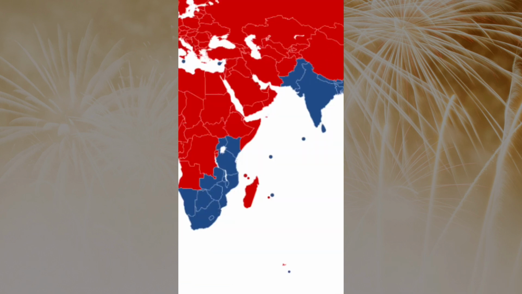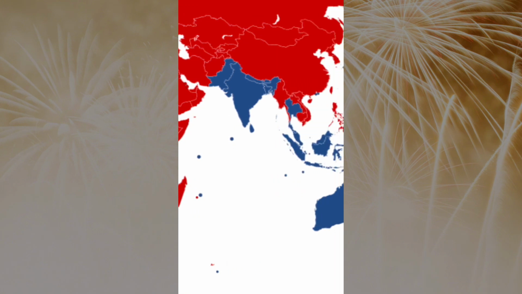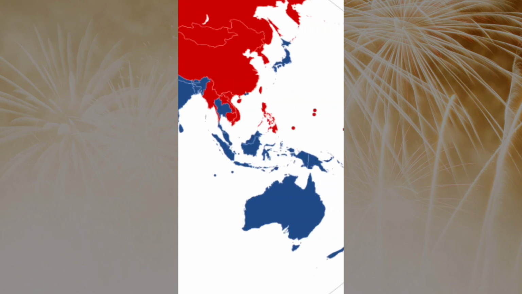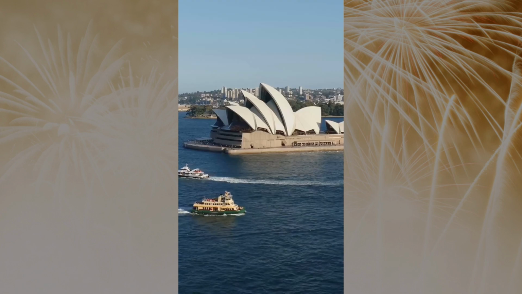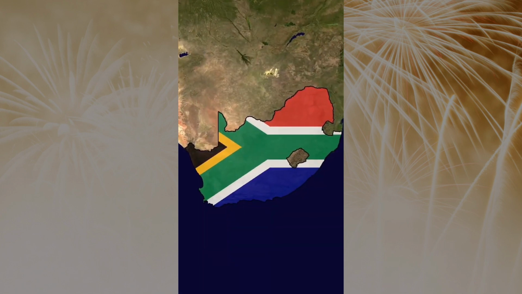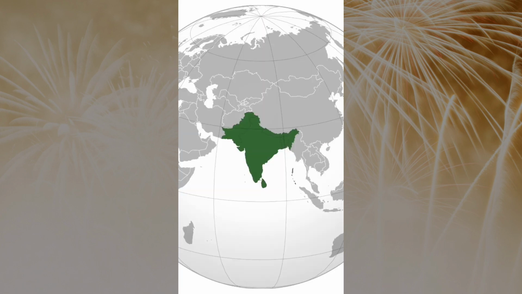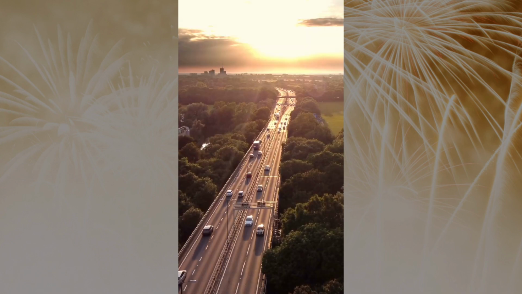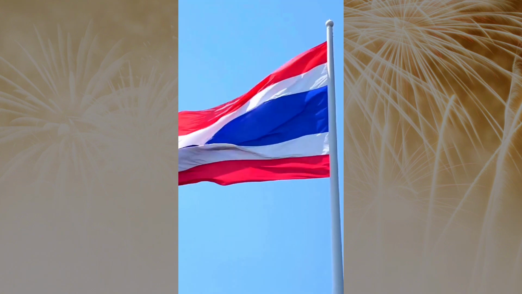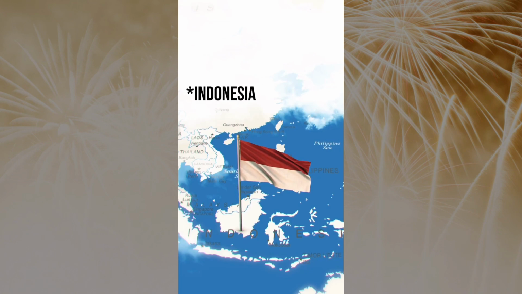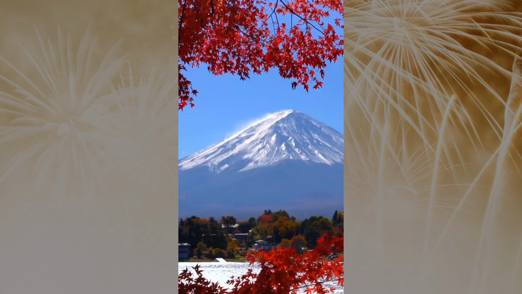A large amount of the countries that drive on the left are former British colonies, such as India, Australia and South Africa. In fact, a large chunk of Southern Africa, in addition to the entire Indian subcontinent, drive on the left. Other countries that drive on the left include Thailand, Malaysia, India, New Zealand and Japan.